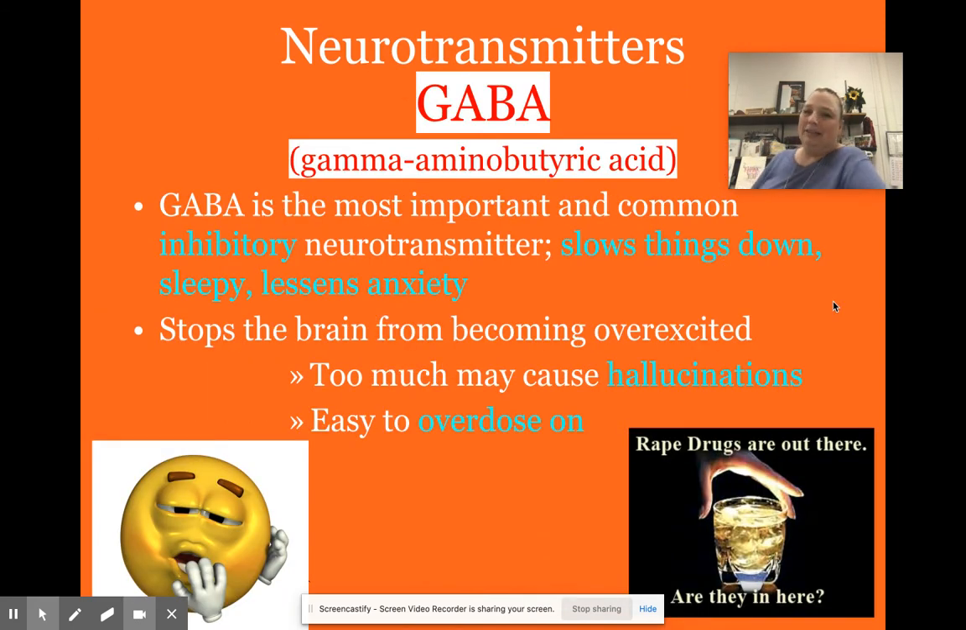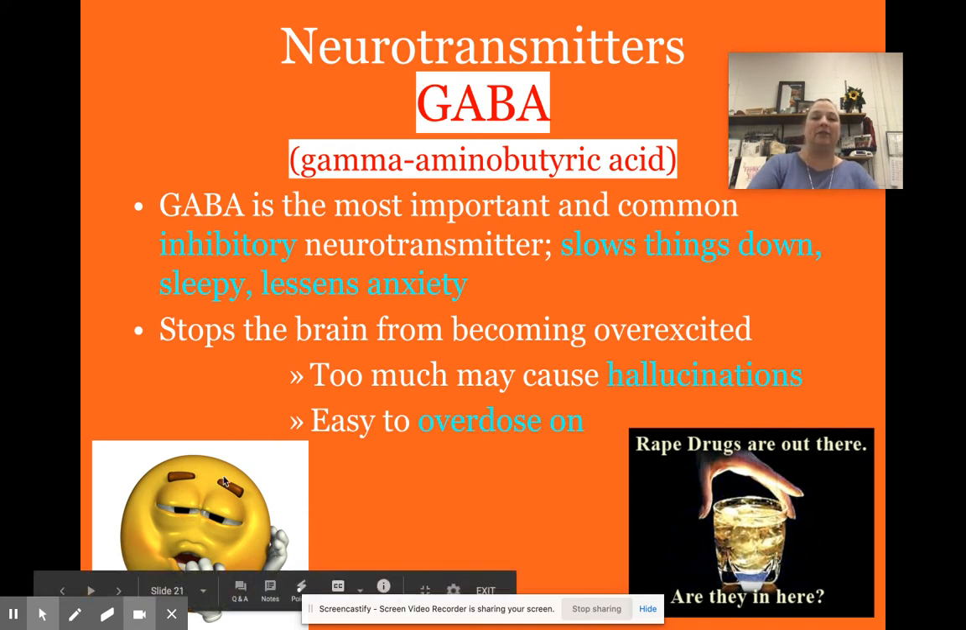The next one is GABA. It's gamma aminobutyric acid, something similar to that anyway. GABA is the most important and common inhibitory neurotransmitter, meaning it inhibits. It takes down the walls so that you can just react without thinking. Okay. This stuff actually slows things down, makes you more sleepy, lessens your anxiety, because again, it's taking away all those walls that you have up to protect yourself. It stops the brain from becoming too overexcited. That's why you see this face over here.